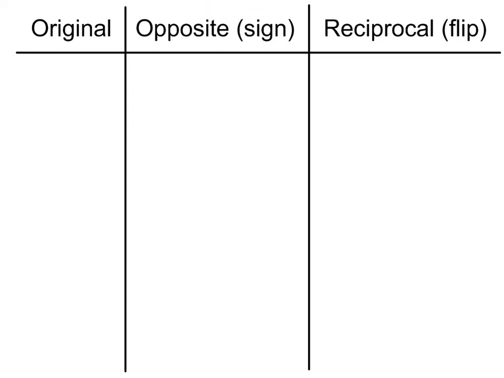Two different things. Let's say our original is 2. If we want to find the opposite of 2, we just change the sign. But if we want to find the reciprocal of 2, we're going to view it a little bit differently. We're going to view 2 as a fraction. It's really 2 over 1. So whatever's in the bottom comes up top, whatever's in the top goes to the bottom. And the reciprocal of 2 is 1/2.